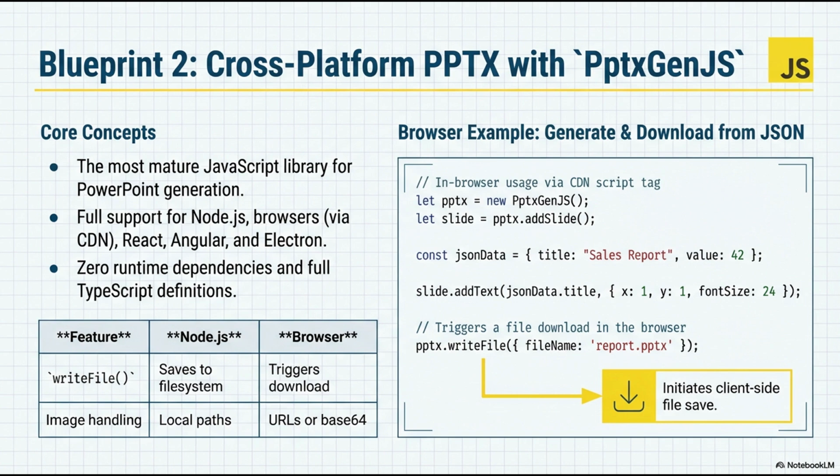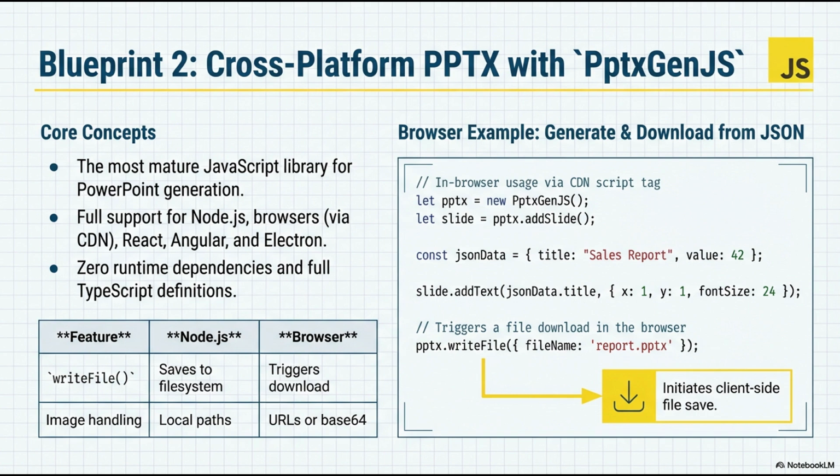Now let's look at some key differences in its behavior across environments. When you call writeFile in Node.js, it predictably saves the presentation to your local file system. But in a browser, it cleverly triggers a client-side file download for the user. Similarly, for image handling, Node.js can work with local file paths, while in a browser, you'll provide URLs for web-hosted images or embed them directly using base64 strings.